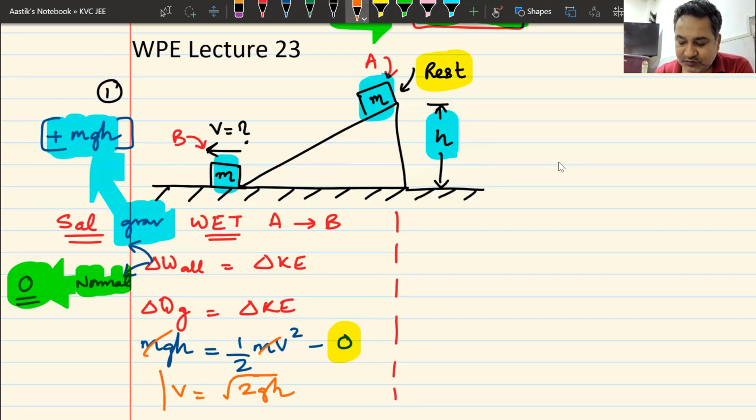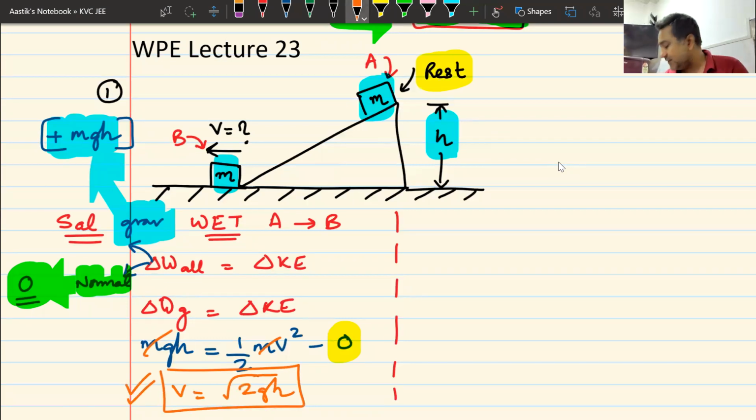No questions asked, no answers given. This is as simple as it gets. All of you got this answer using the work energy theorem? Can I have some raised hands?